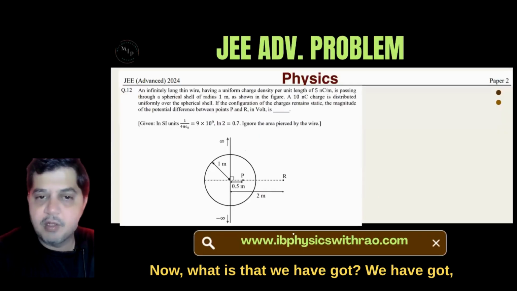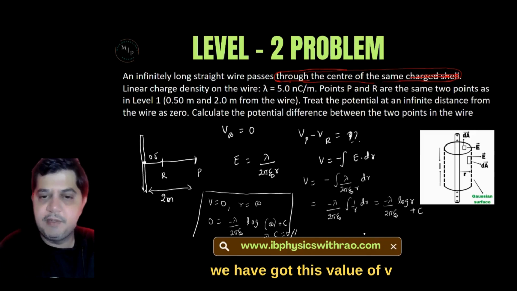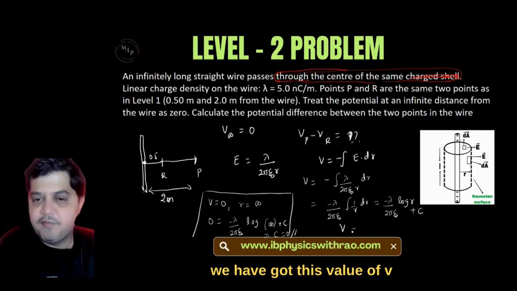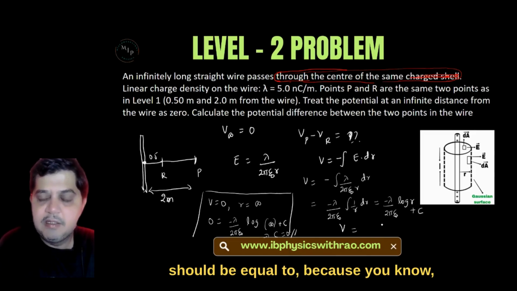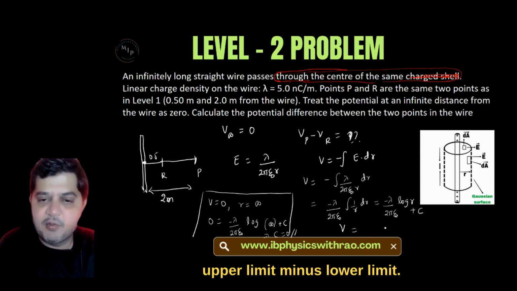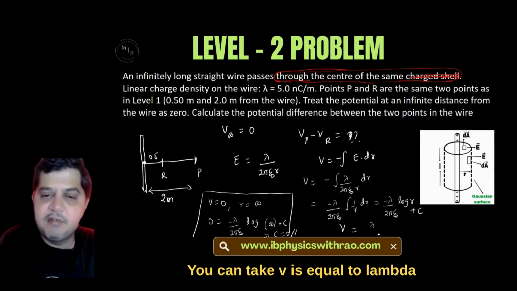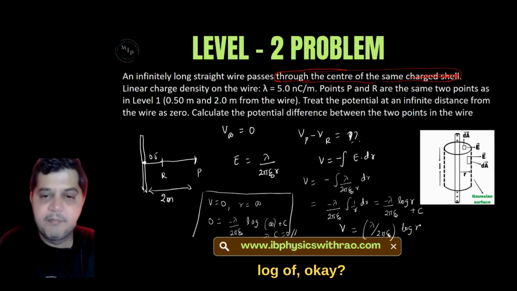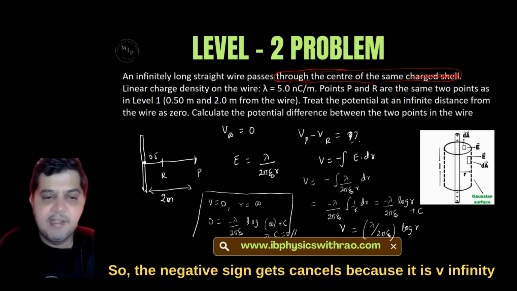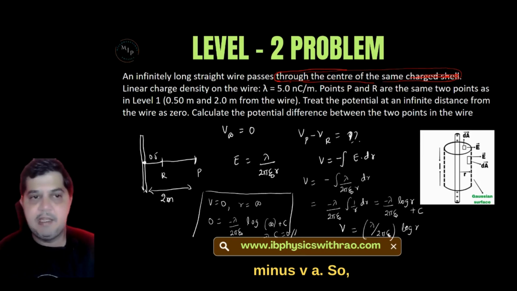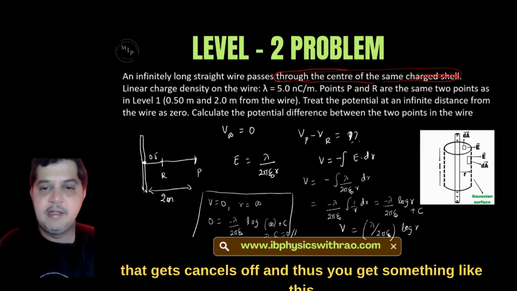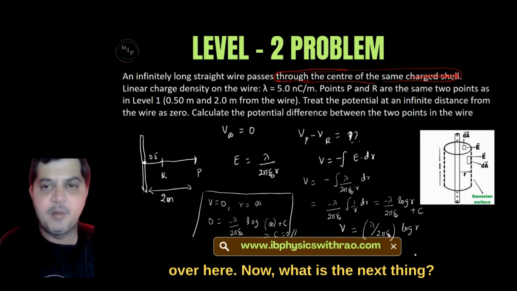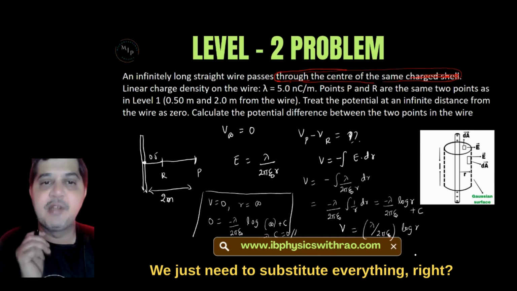Now what is it that we have got? We have got this value of V: because upper limit minus lower limit, you can take V is equal to lambda by 2 pi epsilon naught into log r. The negative sign cancels because it is V infinity minus VA, so that cancels off, and thus you get something like this. Now what is the next thing? We just need to substitute everything.